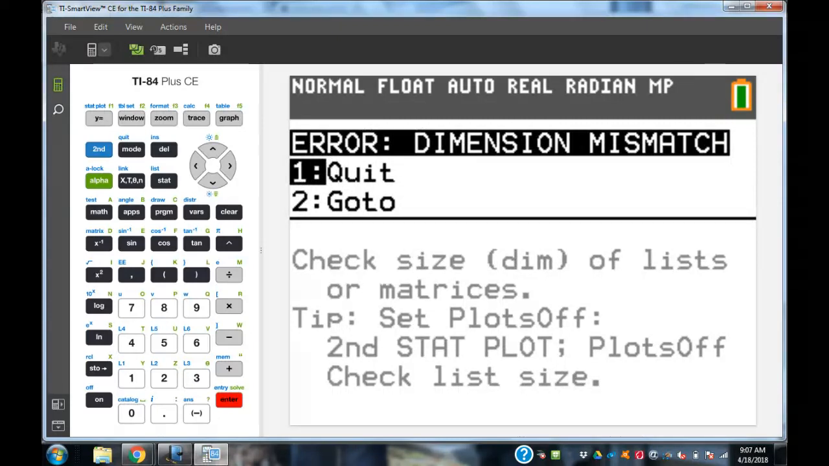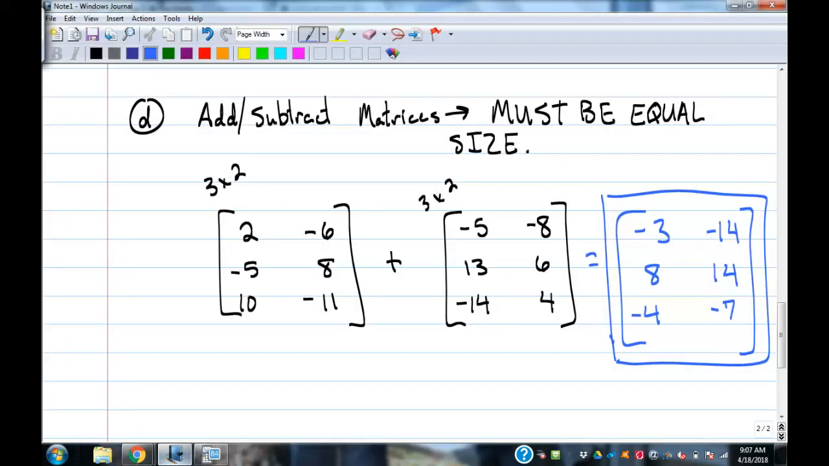And so check the dimensions of the matrices, and it's telling you everything you need to know out of that. But if they're not the same size, the answer is undefined, because it's not a defined operation to add or subtract two different size matrices. Okay, easy thing. Now, they could mix together scalar multiplication and addition or subtraction.